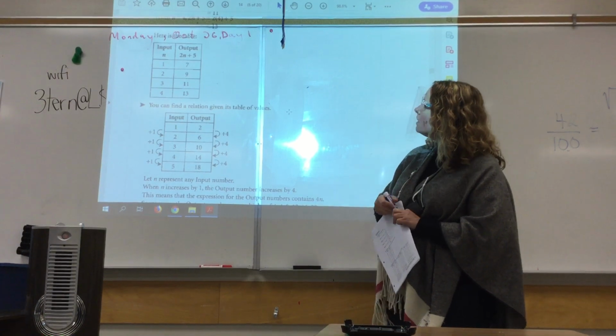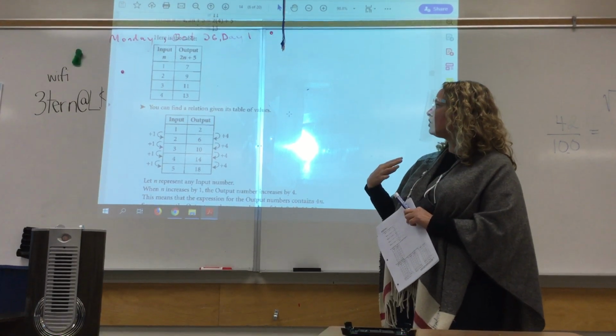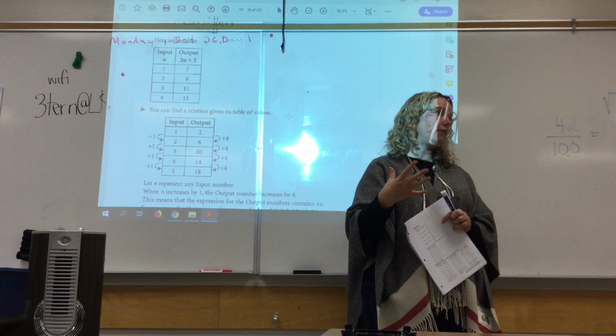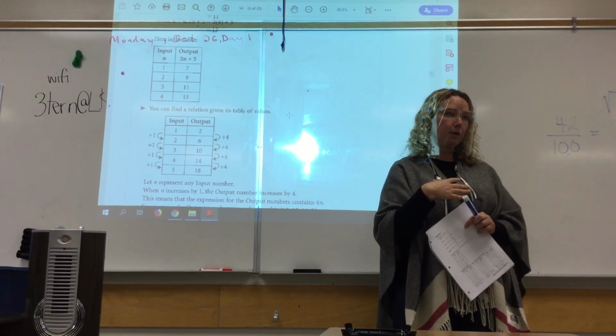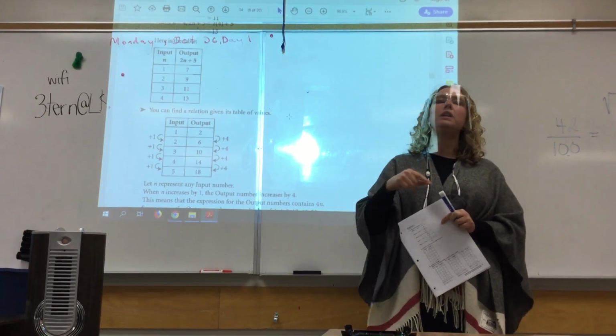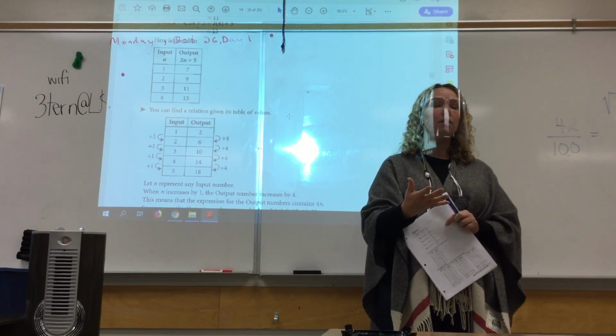and this one's different on the top. So we're going to find the relation given the table of values. Often we're given the expression and then creating a table. We're doing the opposite today. We're going to be given a table.